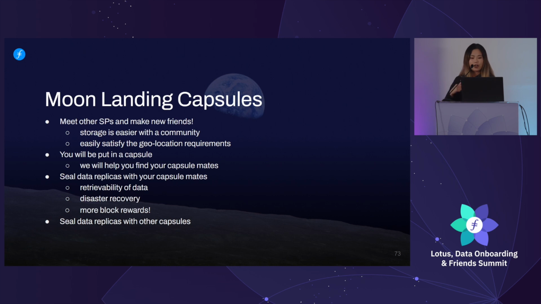And for Moonlanding capsules, you can envision each capsule as a cohort. You will be put into a capsule when you sign up for Moonlanding, and you'll meet your capsule mates. They might be from your geolocation or a different geolocation, and you can store replicas together according to the rule of having decentralized and distributed data sets stored all over the world for better retrievability and disaster recovery. And later on, you can also seal data with other capsules.